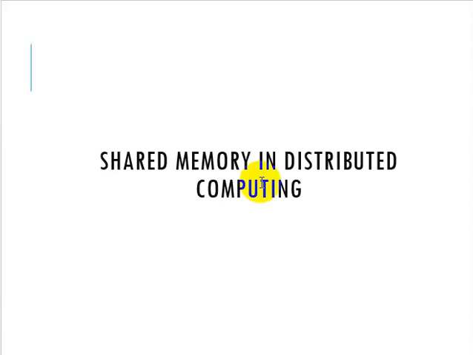In the last video, we have seen communication through messages. Now let's look at another technique called shared memory. Here, instead of exchanging messages, multiple processes directly access a common memory region. Since everyone reads and writes from the same place, communication becomes much faster.